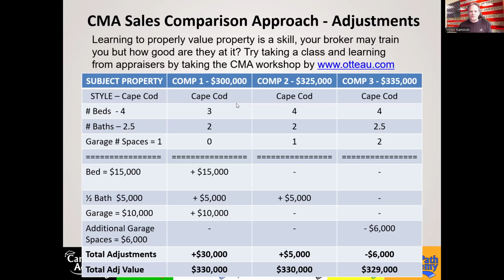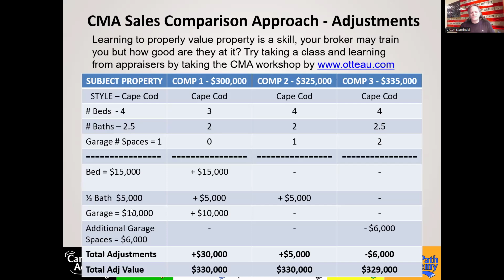They're all the same architectural style. That's good, so it's easier. We don't have to make an adjustment based on the different architectural styles, because some are worth more than others. Some are more in demand than others. So they're all Cape Cod style houses. Okay, the subject property we're trying to come up with a list price for, a valuation for, has 4 bedrooms, 2.5 baths, and 1 garage space. Now over here, I've got a little guide where we just made up some numbers about what a bedroom is worth, what a half bath, what a garage, and what an additional garage spot is worth.